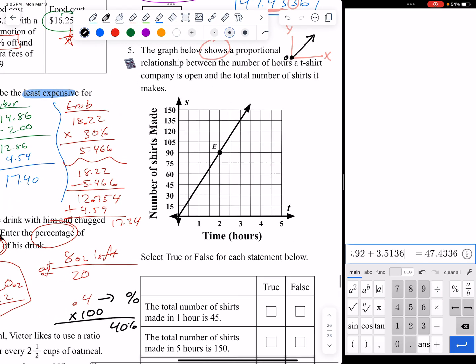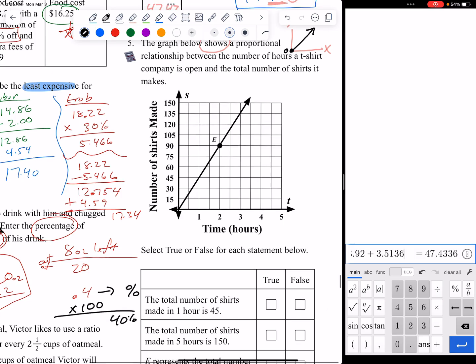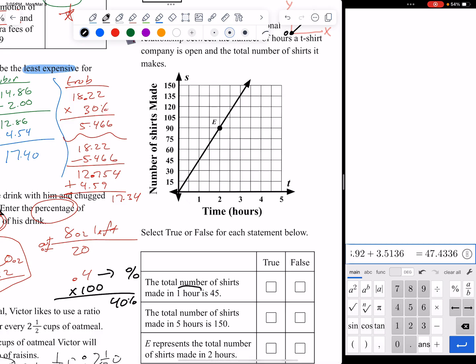So this is about the amount of hours and the number of shirts made. Okay, so the total number of shirts made in 1 hour. So here's 1 hour. It's 45. So I'm going to go up, and that is 45. Yes, it is. The total number of shirts made in 5 hours, so 5 hours, is 150. Oh, wait, but this is already 150. Is that true? No. Okay, it's way up here somewhere. All right, even higher actually.